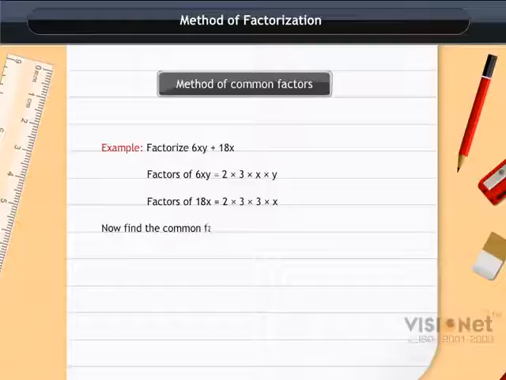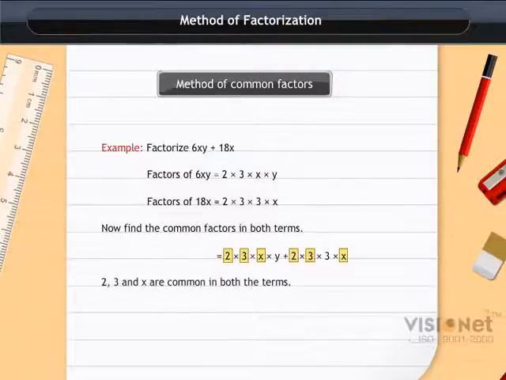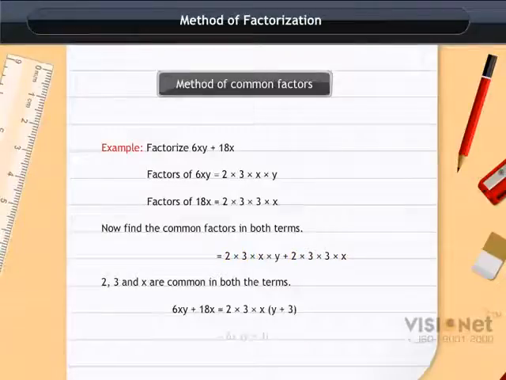Now, find the common factors in both terms. 2, 3 and x are common for both terms. Now, take out the common factors from both terms. So, the expression becomes 6x(y + 3).